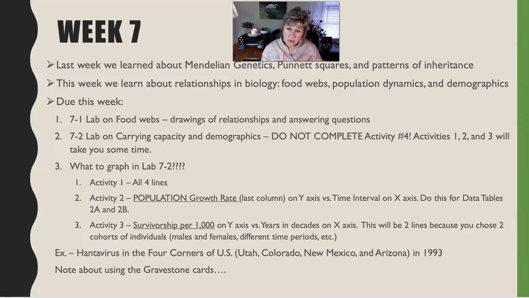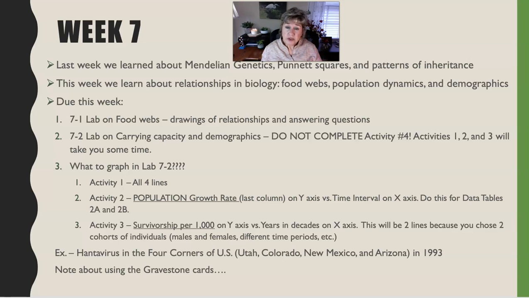You're going to have 2 lines because you chose 2 cohorts, and most students are using their gravestone cards for this. You can go out and look at a cemetery if you want to, but it's going to take you a while to collect all that information, so you just use the gravestone cards. It's fine. So you're going to compare 2 groups of individuals. So for example, in one time period, how many males survived compared to how many females survived.